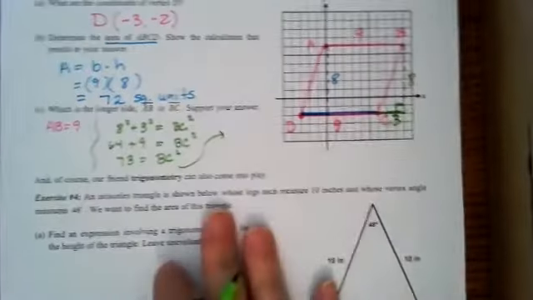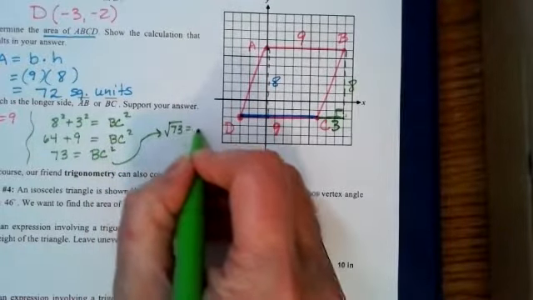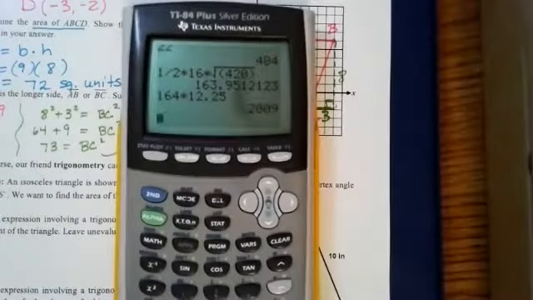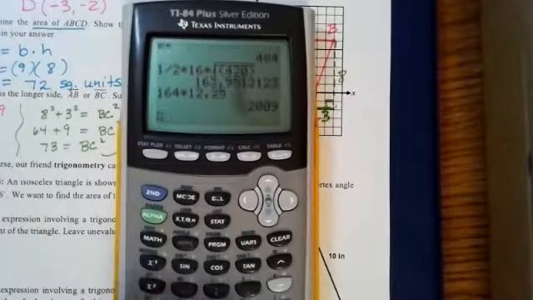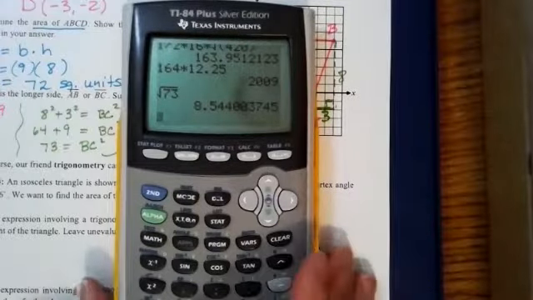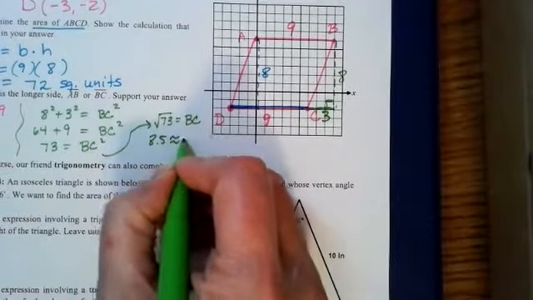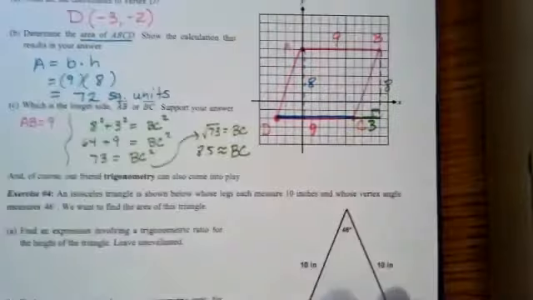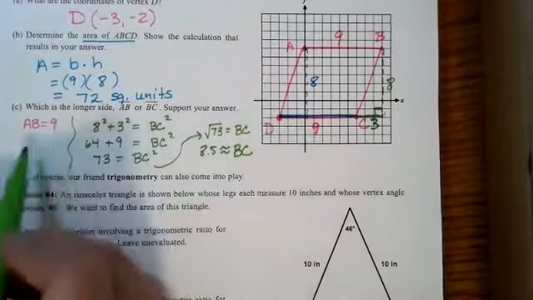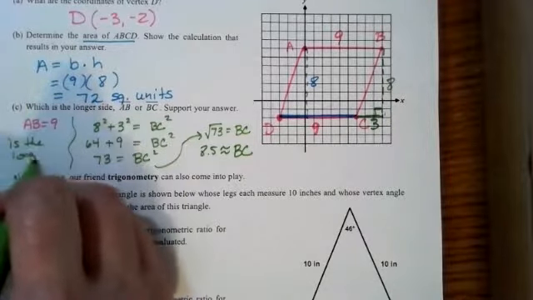Come up here with some space. We're not done until we have BC, so that's going to mean I'm going to square root the 73. And that's the distance from B to C. Let's get a sense of how big 73's square root is. I'll take the square root of 73, about 8.5 if we're rounding it. Okay, so BC is only about 8.5 units. Clearly, the longer side is the 9-unit side. And so they wanted us to support our answer. Even if you visually could tell that that was a little bit longer, this is the evidence. So we're going to say AB is the longer side.